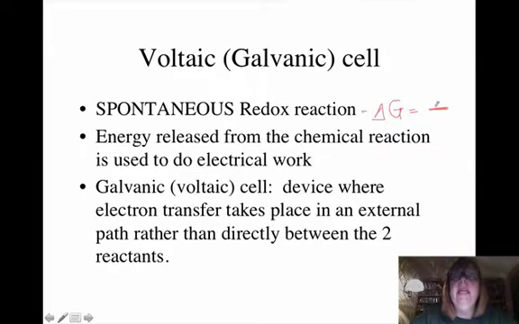Energy is released from a chemical reaction and it's used to do electrical work. And so in a galvanic cell, the electrons are being transferred. That is our chemical reaction, and it's electron transfer that's taking place in an external circuit. It's not directly between the two reactants, and that way we can use that electron transfer to do some work.